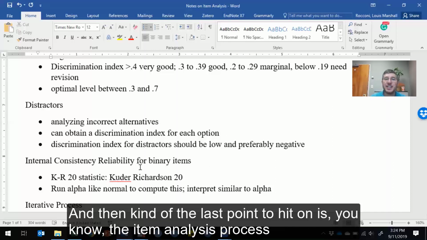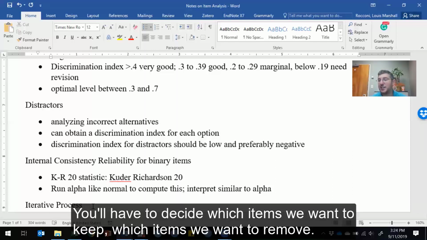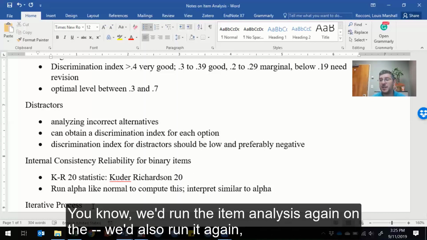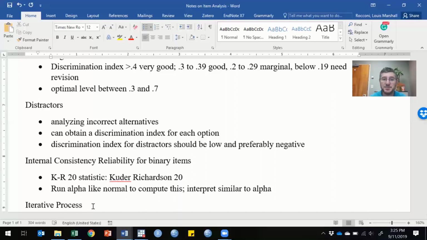And then the last point to really hit on is that the item analysis process is an iterative process, right? After we decide which items we want to keep and which items we want to remove, we'd run the item analysis again. And then you'd want to run it until we have our final set of items.